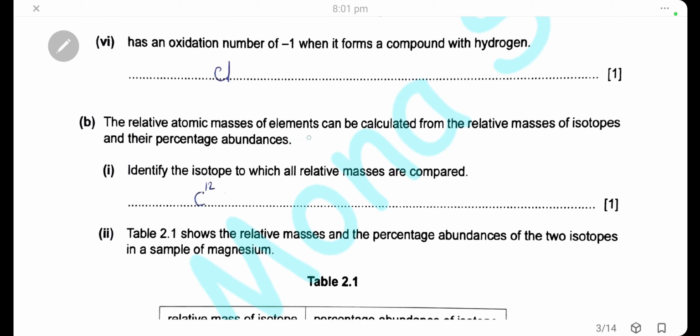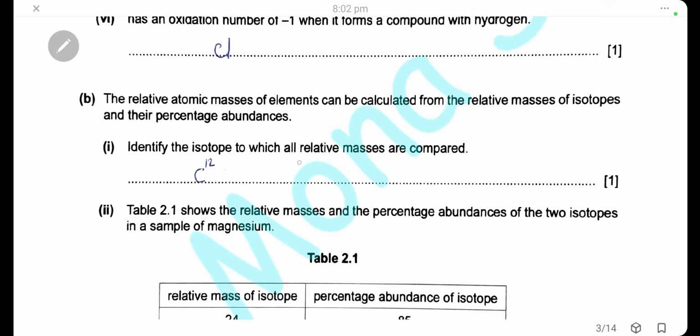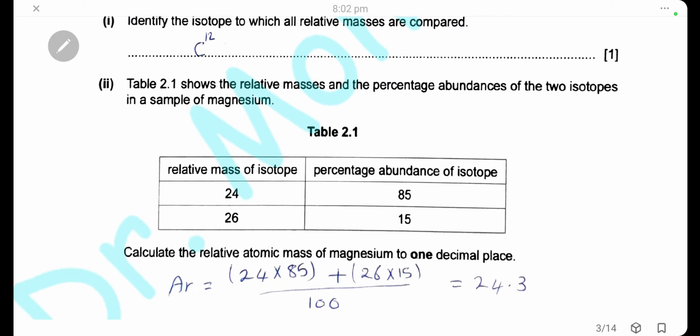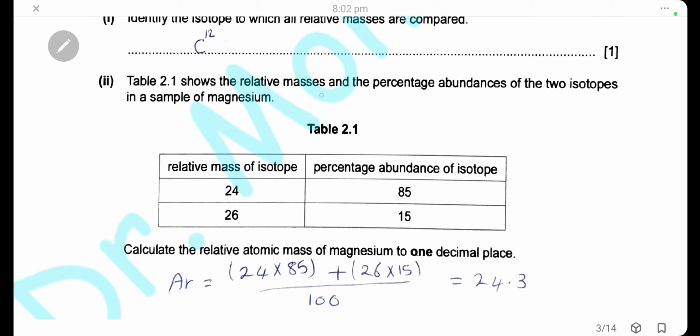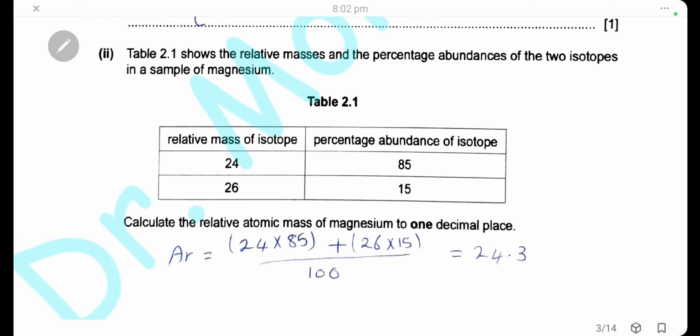The relative atomic masses of elements can be calculated from the relative masses of isotopes and their percentage abundance. Identify the isotopes to which all the relative masses are compared. All the relative atomic masses are compared to carbon-12. Then we have the table showing the relative masses and the percentage abundance of the two isotopes in a sample of magnesium. The first one has relative mass 24 and percentage abundance 85. The second isotope has relative mass 26 and percentage abundance 15.